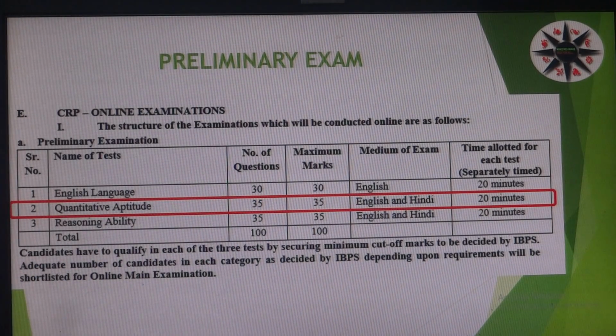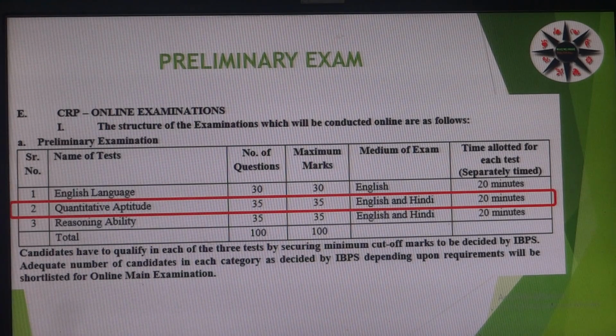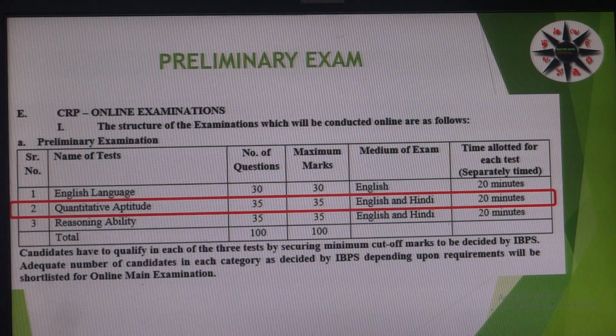As you can see, in the prelims exam, you will be having quantitative aptitude with 35 questions, having 35 marks. The time allotted will be 20 minutes. This section will be available both in English and Hindi. Those who are comfortable in Hindi medium can opt for Hindi and proceed further.